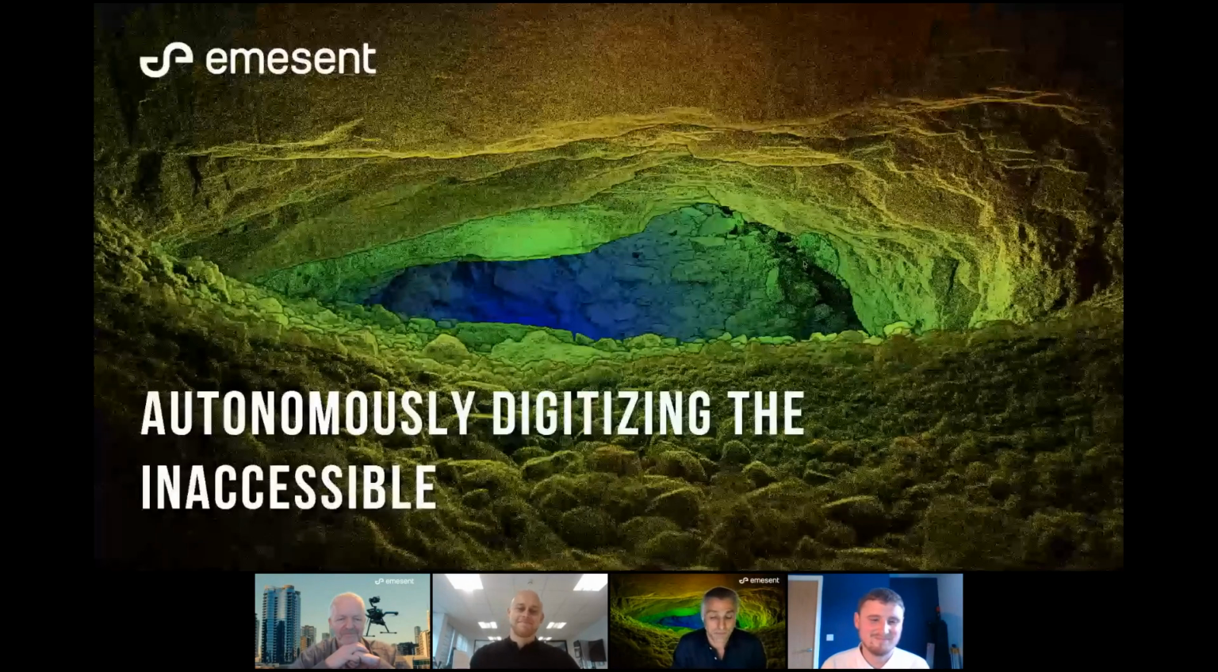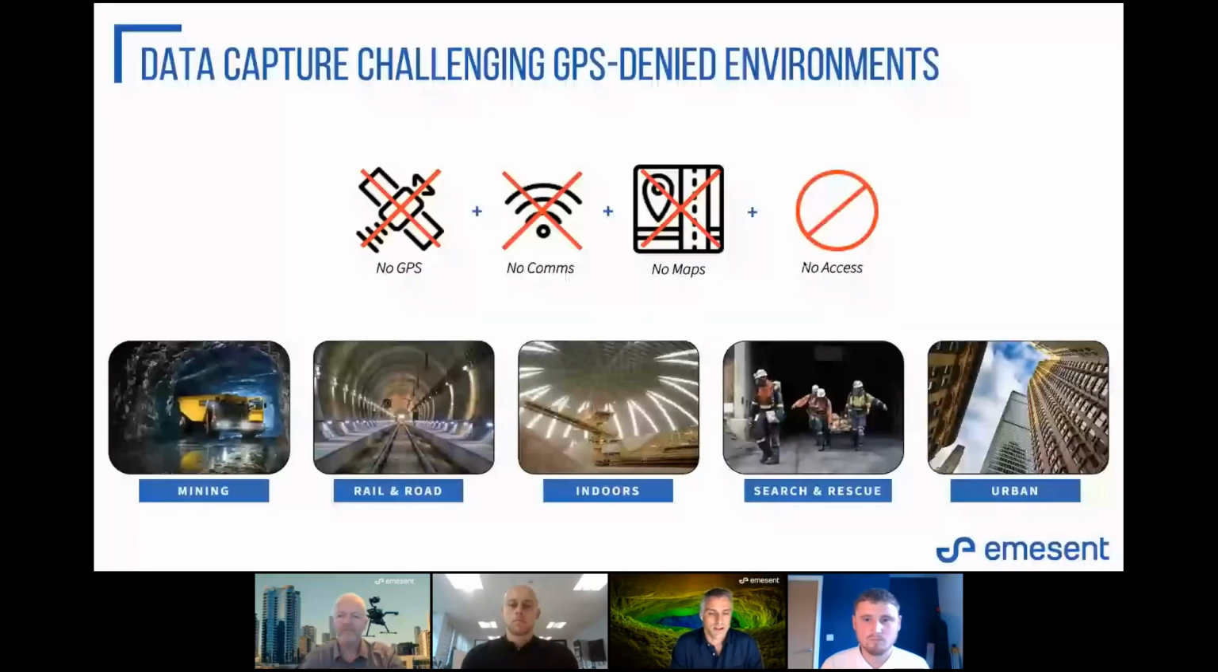In terms of our company vision and mission, we're all about autonomously digitizing challenging and inaccessible areas, and obviously using robotics and autonomous systems to do that, as well as SLAM-based technology, because SLAM can operate in areas where there is no GPS. So what we've identified is many use cases and industries that have this challenge of needing to capture data in areas that are hard to access, don't have GPS, don't have reliable communications, and often don't have existing maps into these environments. You can see some examples down below, and we'll talk through some use cases which address some of these problems that we've solved with Hovermap technology.